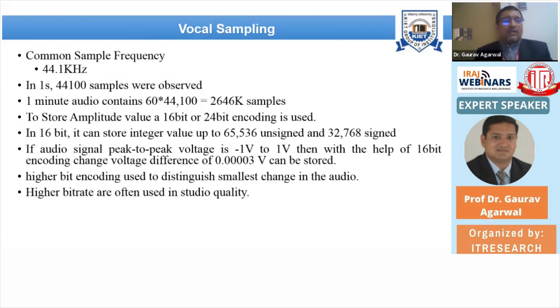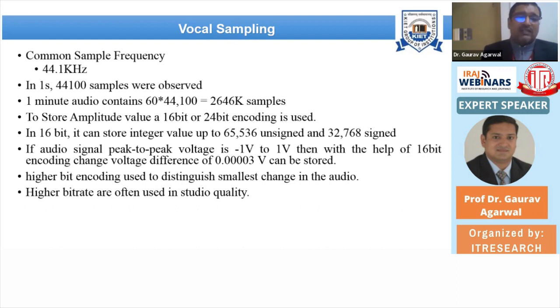Suppose we are recording a voice at a frequency of 44.1 kilohertz. That means in 1 second, 44,100 samples are observed. So if we have an audio of 1 minute, then the total samples will be 60 into 44,100. That makes 2,646,000 samples. To store this, we use either a 16-bit or a 24-bit encoding technique.